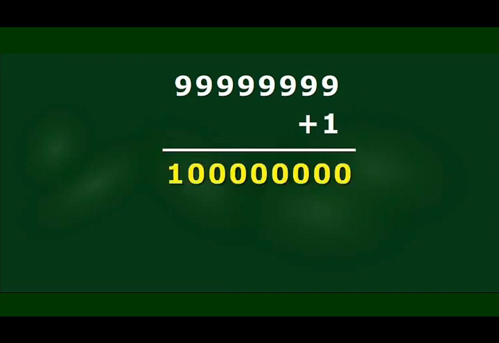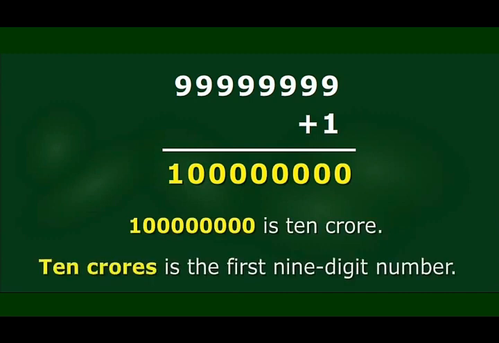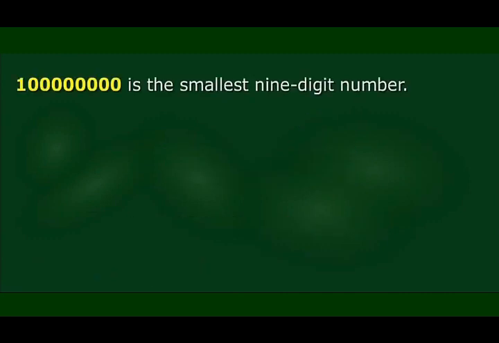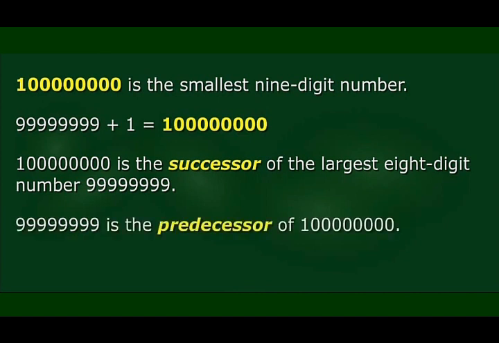The largest 8 digit number has 8 nines in it. Add 1 to it. What do you get? 1 followed by 8 zeros. This number is known as 10 crore. It is the first and smallest 9 digit number. It is 1 more than the largest 8 digit number. Therefore, 10 crore is the successor of the largest 8 digit number. In other words, the largest 8 digit number is the predecessor of the smallest 9 digit number.